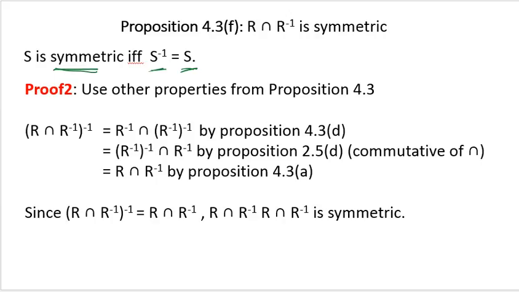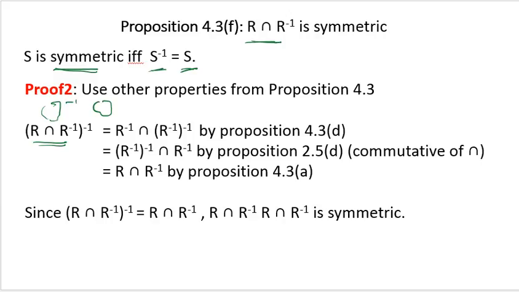So to do this proof, we're going to use other properties from proposition 4.3 and one way back from proposition 2.5 when we introduced sets. We want to show that S inverse equals S. So S in this case is our R intersect R inverse. So if we show that it's symmetric, we want to show that R intersect R inverse, inverse, is equal to R intersect R inverse. In other words, think of it as blob inverse is equal to blob. So R intersect R inverse, inverse.